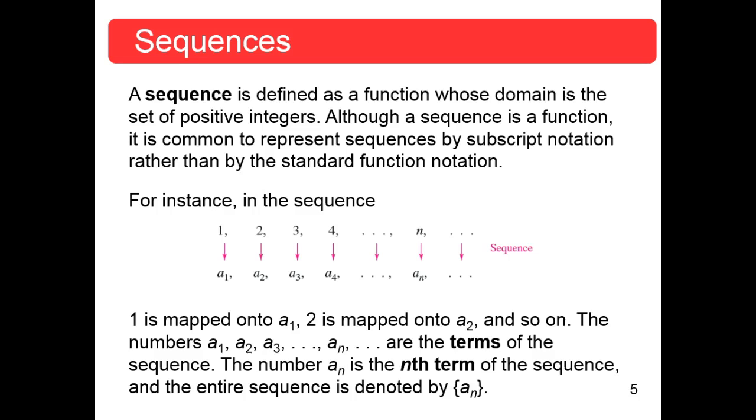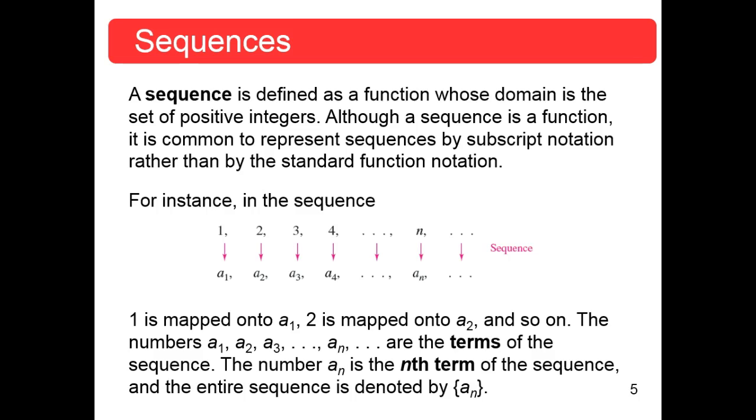Here is a sequence. This sequence is actually your positive integers: 1, 2, 3, 4, 5. The domain is that. Well, no, I'm sorry. This is the domain here. Here's a sequence. 1 maps onto a sub 1. 2 maps onto a sub 2. 3 maps onto a sub 3. 4 maps onto a sub 4. All the way up to n mapping onto a sub n. Okay? That's not very descriptive, is it? We don't know anything about the a's.